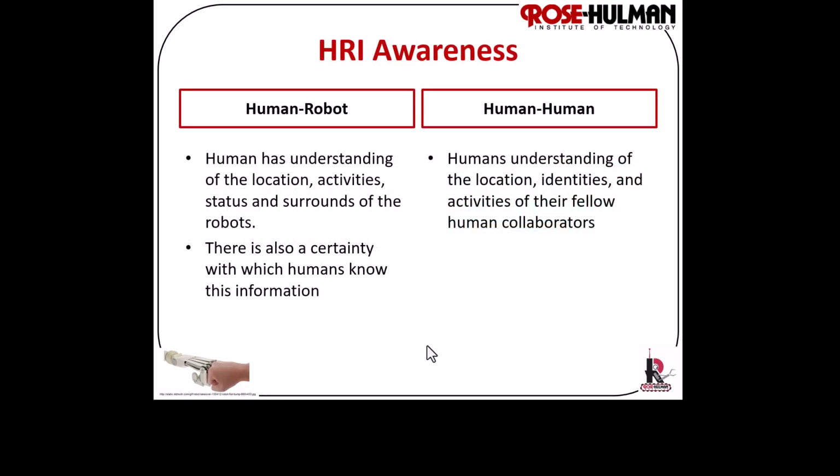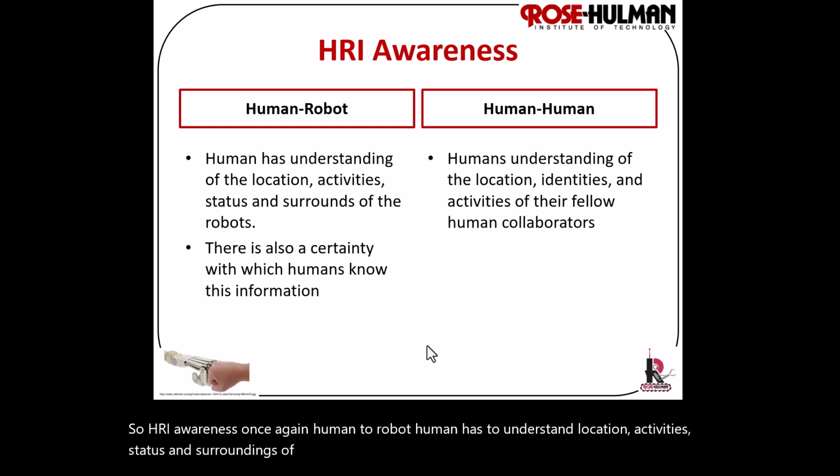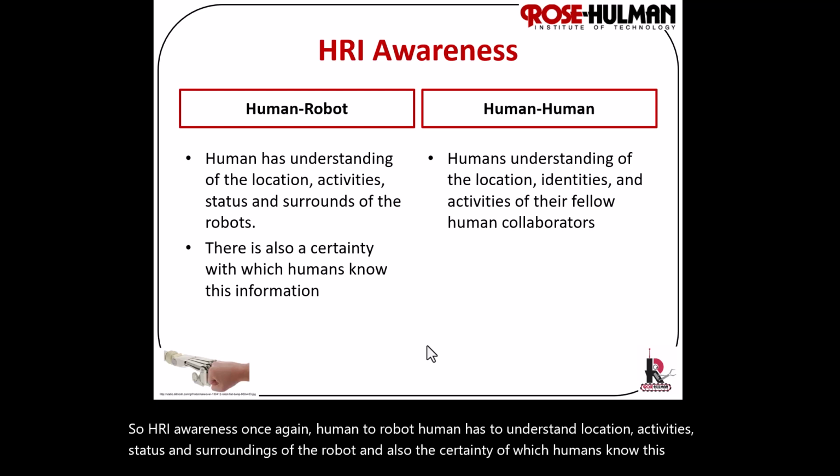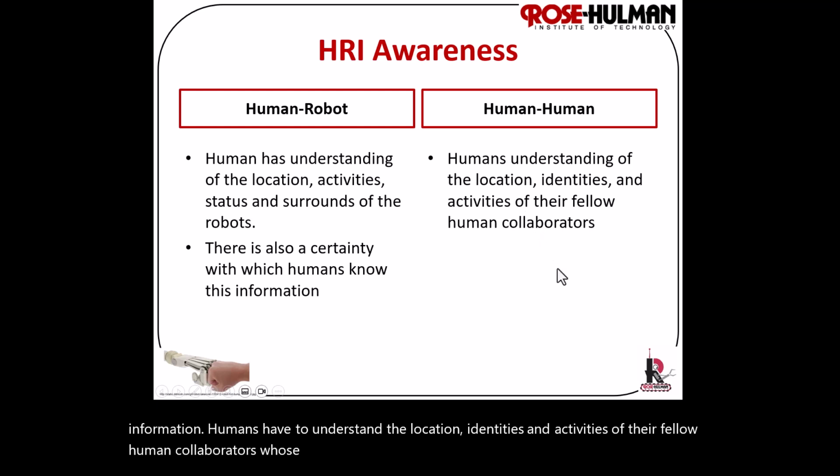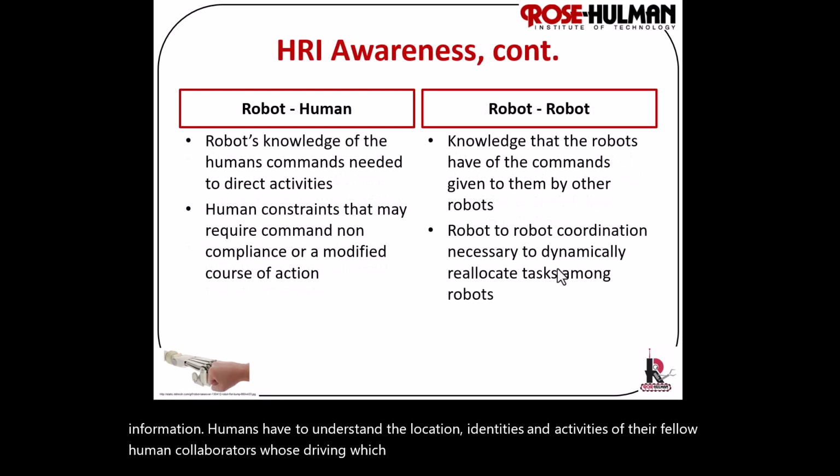So HRI awareness, once again, human to robot. Human has to understand location, activity, status, and surroundings of the robot, and also the certainty of which humans know this information. Humans have to understand the location, identities, and activities of their fellow human collaborators. Who's driving which robot? How are the robots coming together, etc.